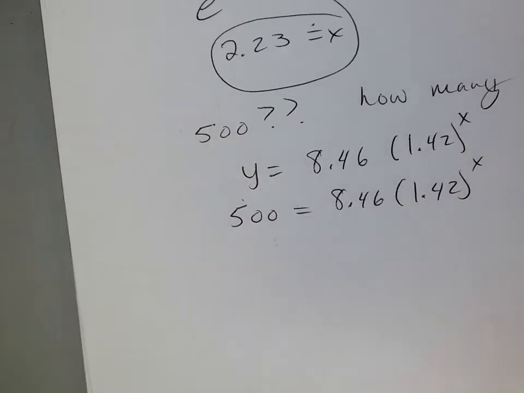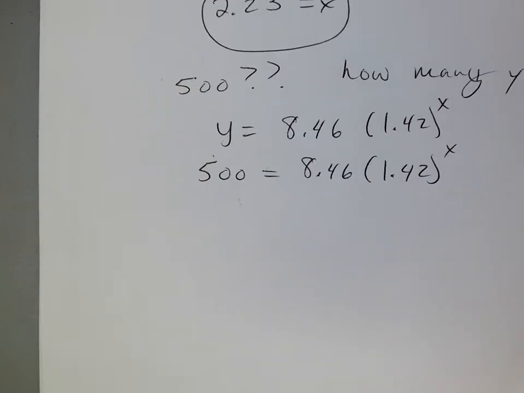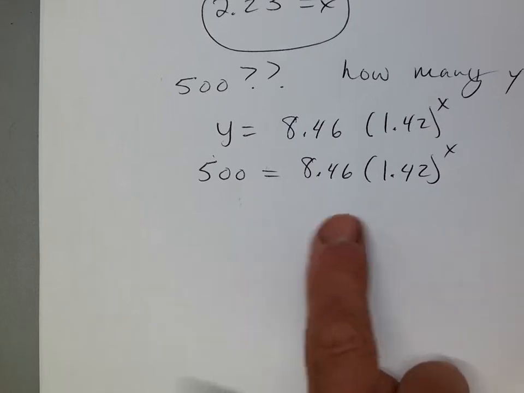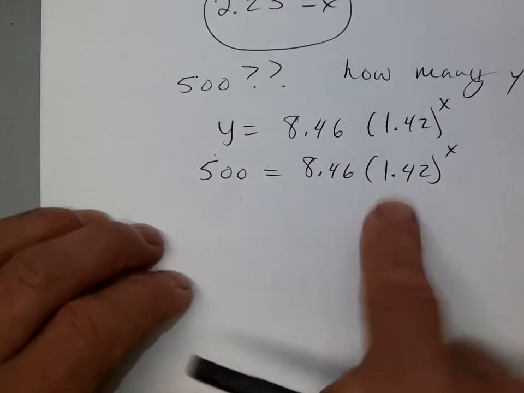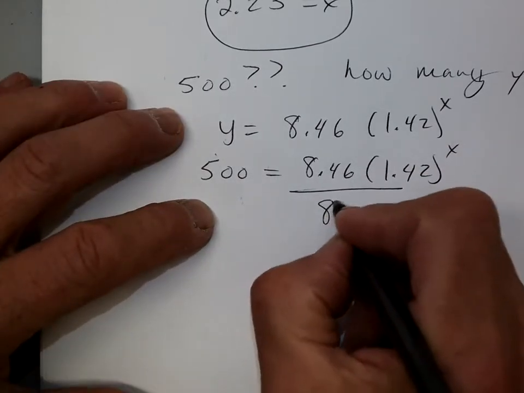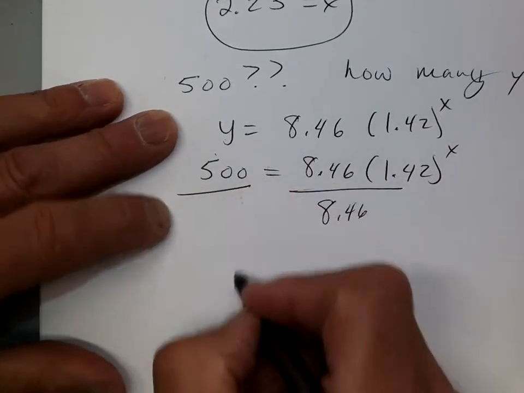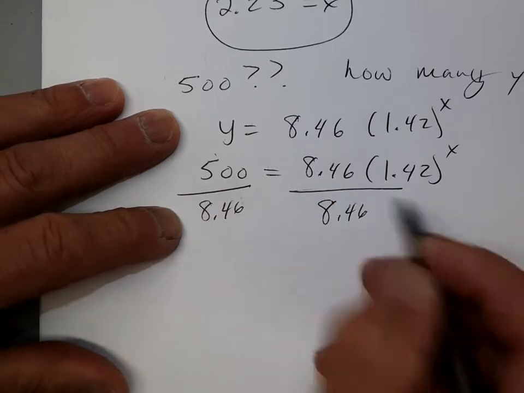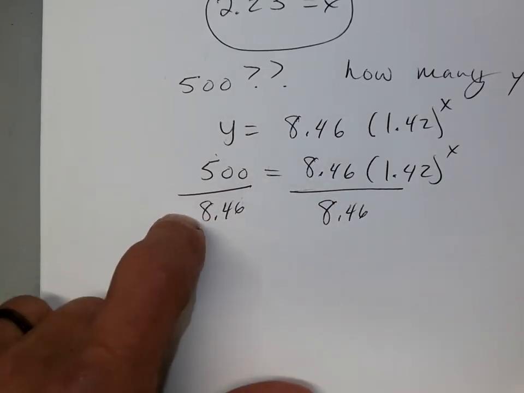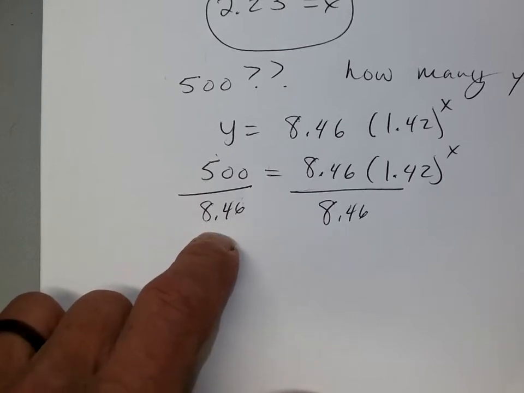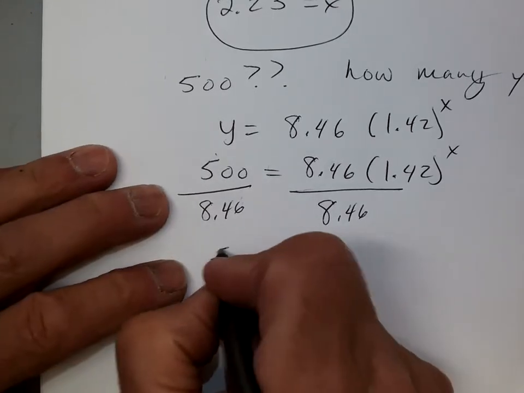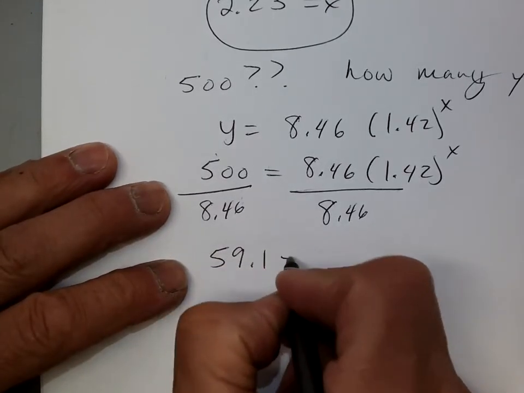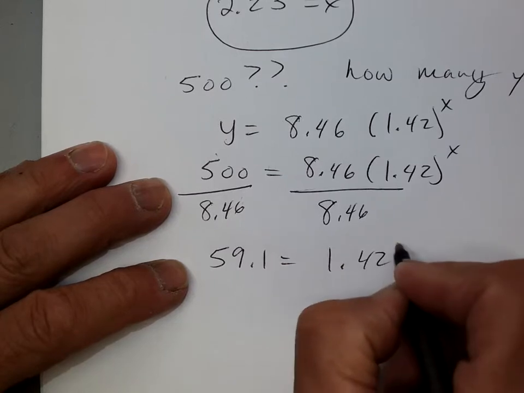All right, let's solve for x. What do we do? Don't multiply those, please. I divide. Guys agree? Divide first. Okay, so what is 500 divided by 8.46? I get approximately 59.1. So 59.1 equals 1.42 to the x power.